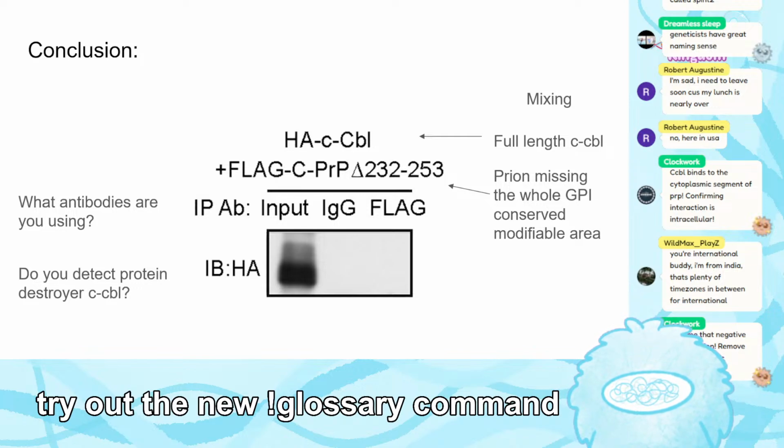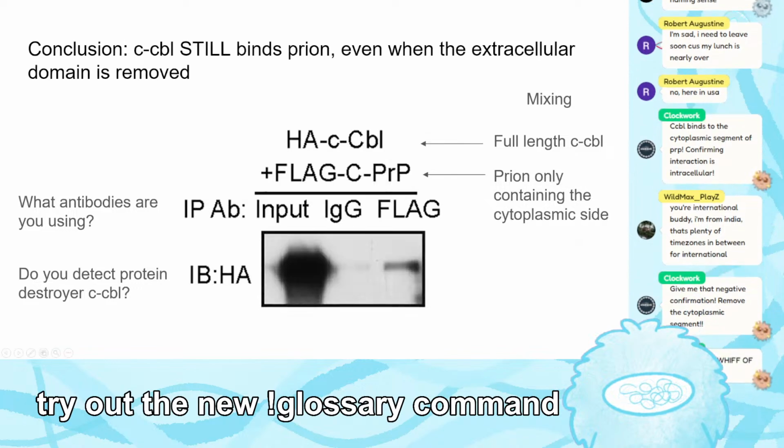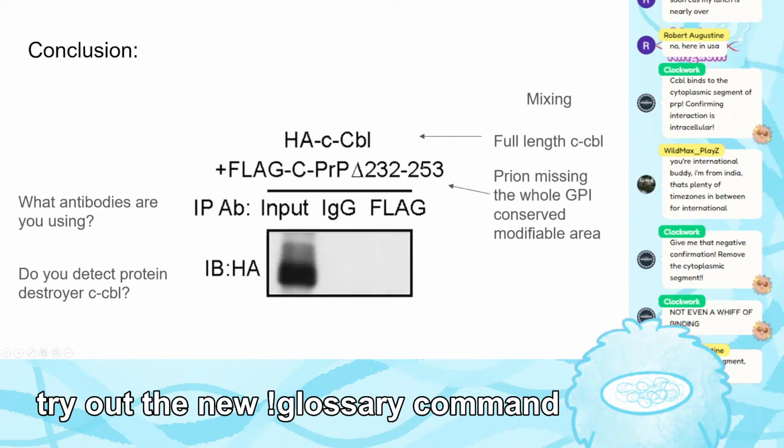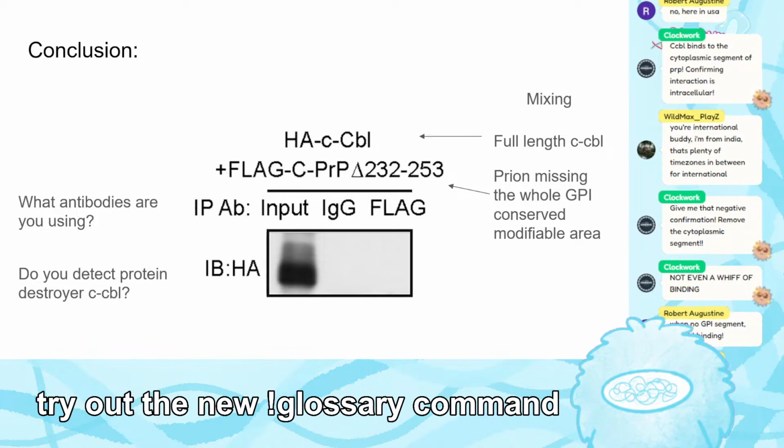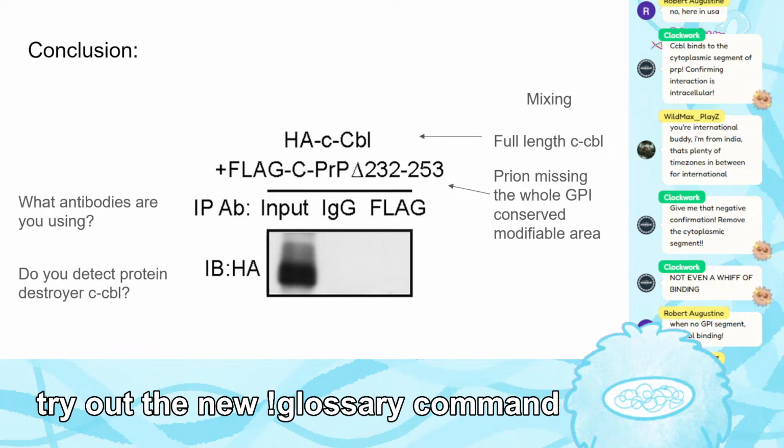Now the blot's a little different. Again, the conclusion here is that you still have binding when the extracellular domain is removed. What happens when you remove the part of the protein that sticks into the cytoplasm? With no GPI segment, no CBL binding, no binding. Exactly, Wild Max, Clockwork, Robert, you all got it. When you remove that conserved place, you no longer have binding at all. This makes sense because this region is conserved, so it makes sense that it has some sort of function.